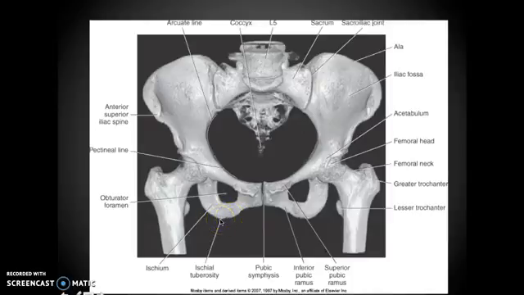Always remember you sit on your ischium. That's how I remember it's the lowest portion. Here's your ischium with your obturator foramen. You have your pectineal line, and up top is your arcuate line and your anterior superior iliac spine. So these lines, we always look to make sure there's no breaks in the pelvis.